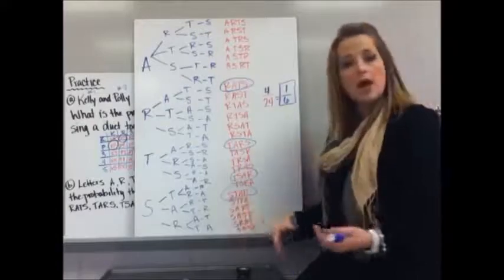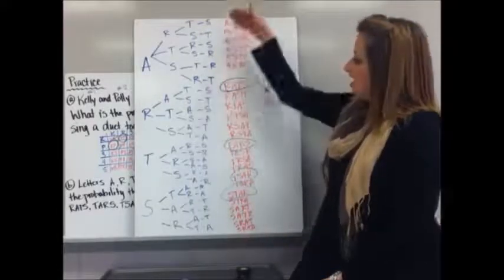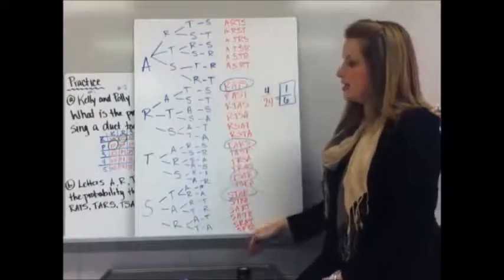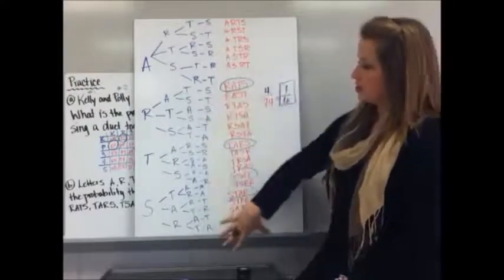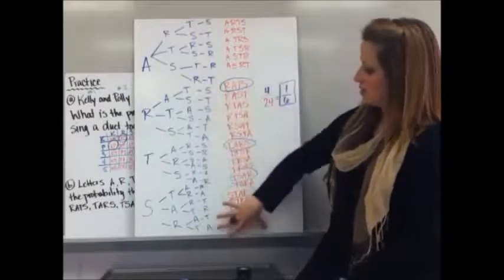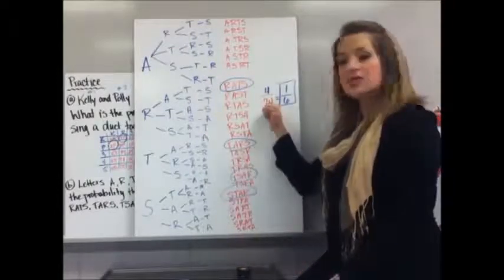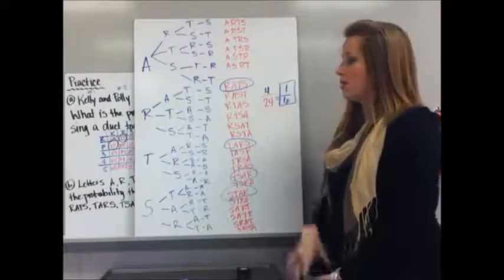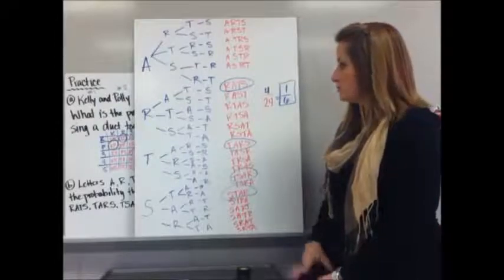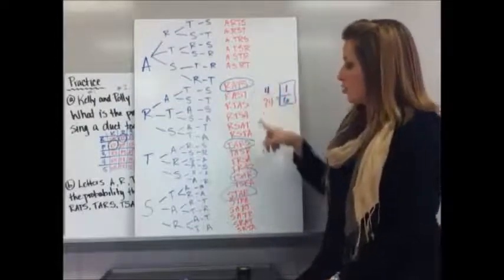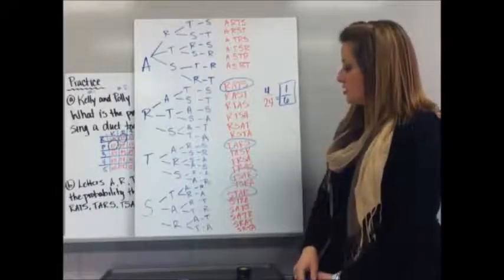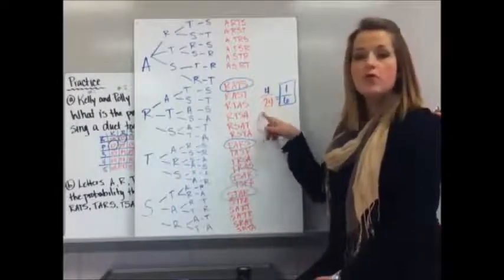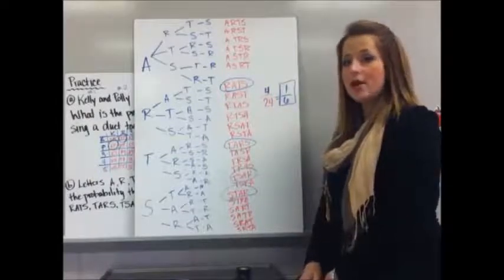You can kind of rewind and see how I was doing that. In red is my sample space. And if you count all those, there are 6 combinations for each letter start. 6, 6, 6, and 6. Which gives you 24 possible ways to arrange the order of those letters. Of those 24, 1, 2, 3, and 4 result in the spelling of rats, tars, czar, or star. And 4 over 24 simplifies to 1 over 6.